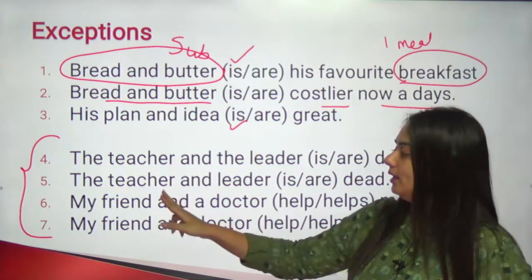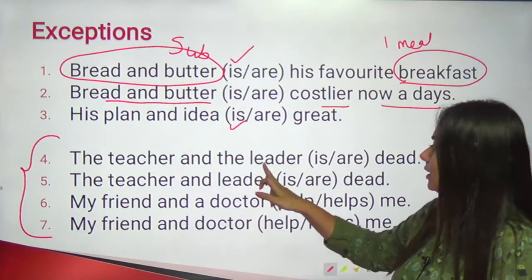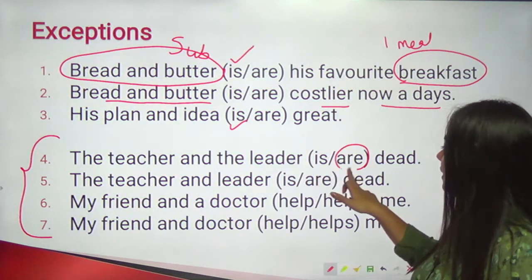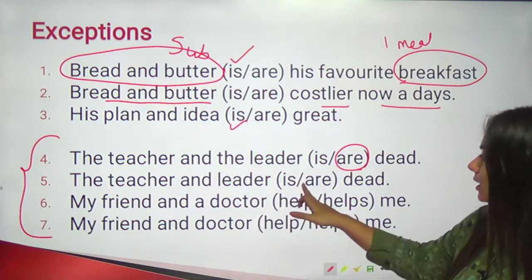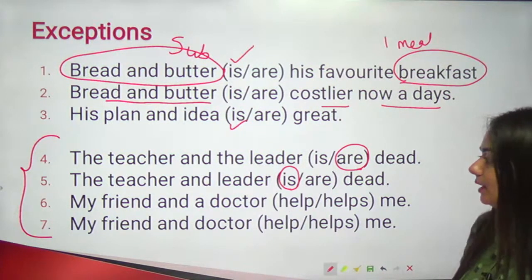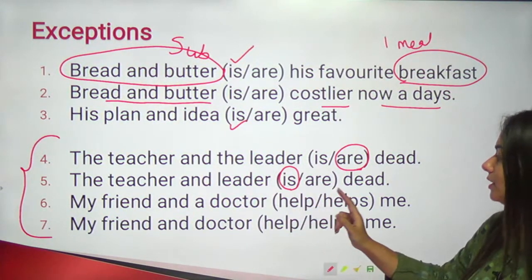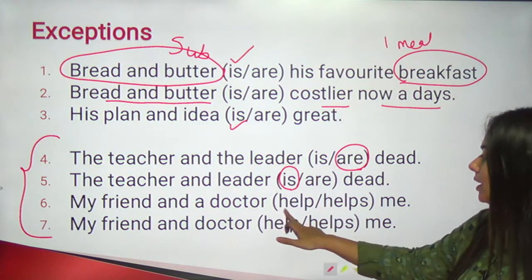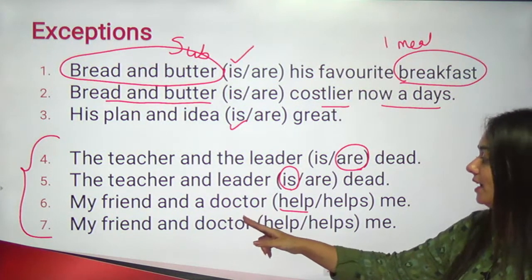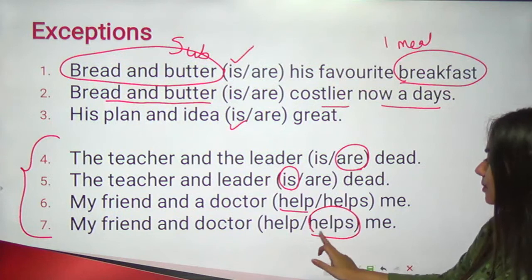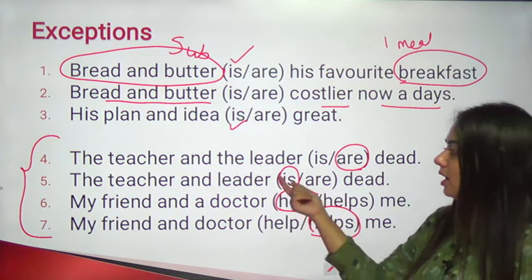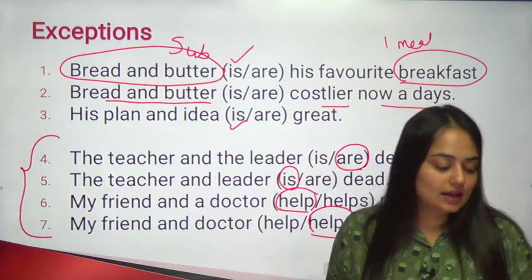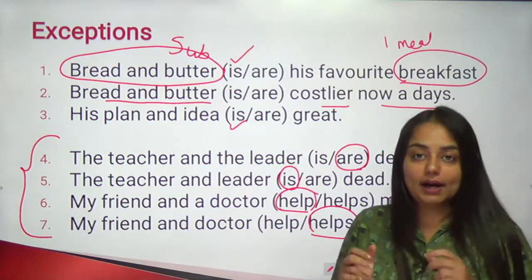Alright, for this one, the teacher and the leader, it will be are dead. In the next one, the teacher and leader, it will be is dead. Sixth one, my friend and a doctor, it will be help me. My friend and doctor helps me. So let us understand how did we make the agreement between these subjects and the verbs they are followed by.